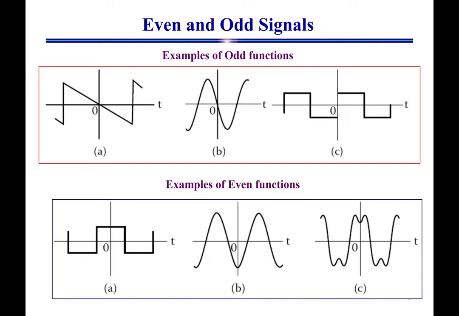These are also some examples of odd functions. We can see that around 0, x of t will be equal to minus x of minus t. So all those we call odd functions, and all those will be even functions. So again, in an odd function we have only a sine term, and in an even function we have only a cosine term.